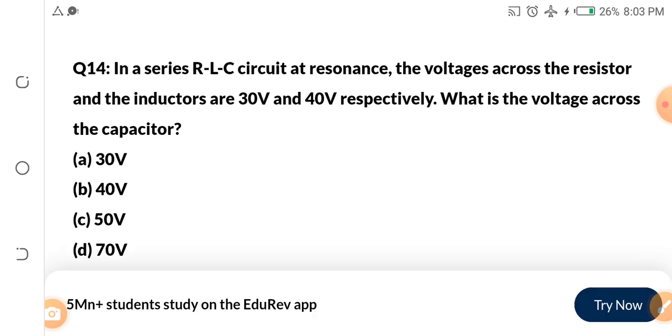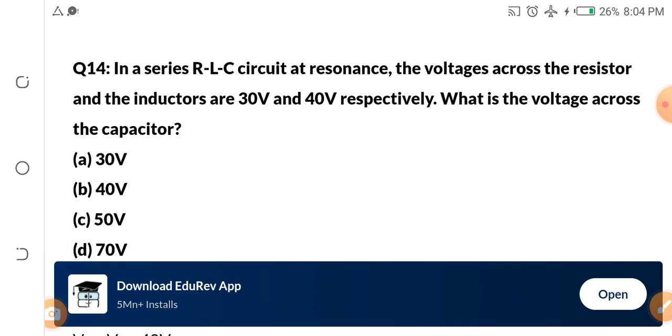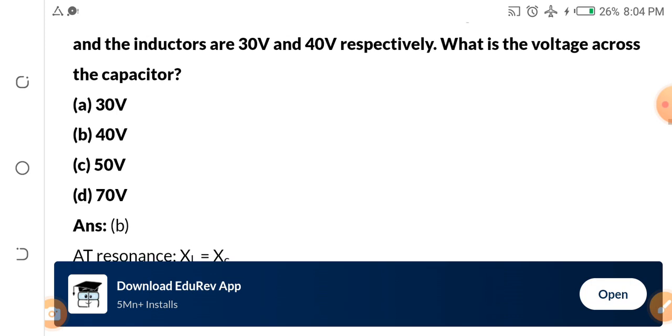It's so important. This is question 14. In a series RLC circuit at resonance, the voltages across the resistor and the inductor are 30 and 40 volts respectively. What is the voltage across the capacitor?